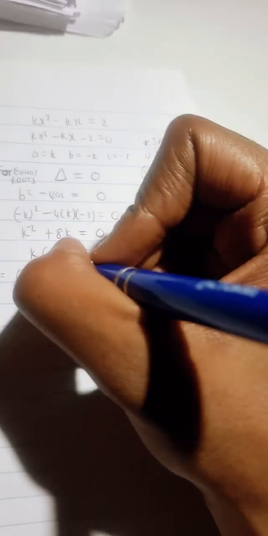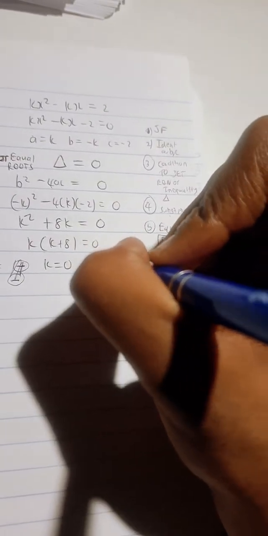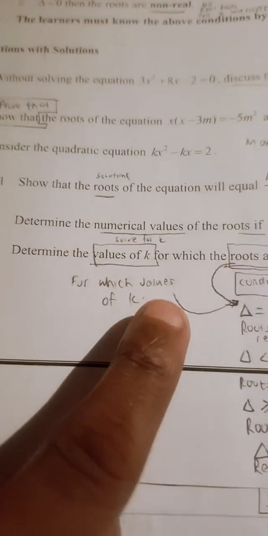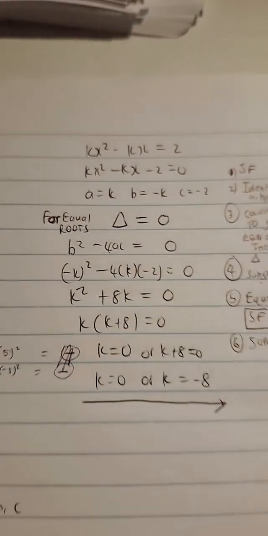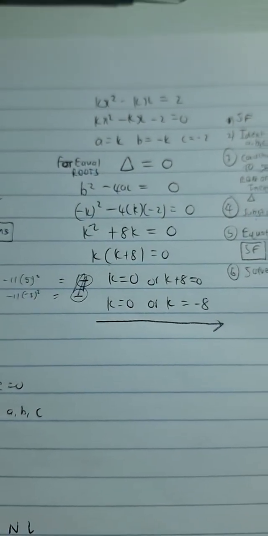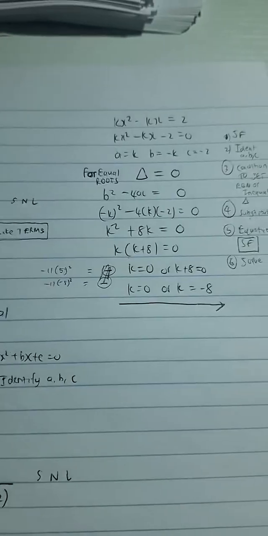Then after factorizing, zero factor law. So k is equal to 0 or k is equal to negative 8. There, guys. They said that determine the values of k for which the roots are equal. Well, for which the roots are equal, the values of k are equal to 0 and or negative 8.